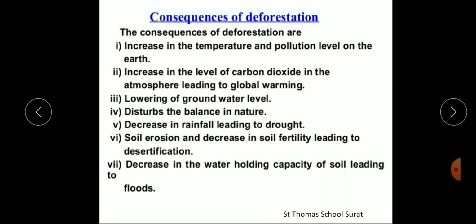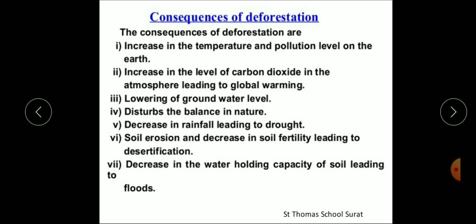It leads to reduction in the binding capacity of the soil particles. So landslides are a consequence of this reduction in binding capacity. So soil texture and the nutrients contained are adversely affected. Yes or no? They will be affected.